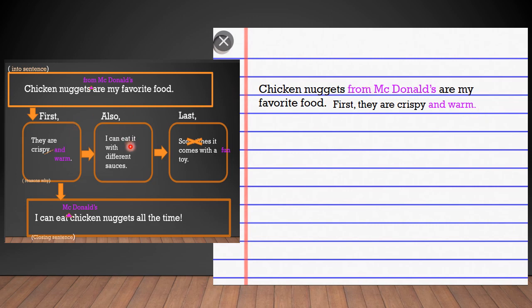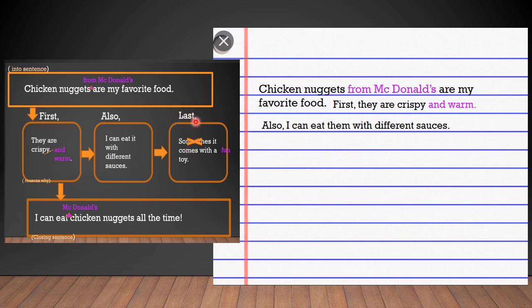Now I go on to my next sentence. Also, I can eat it with different sauces. Again, also has to start with a capital A because also is a transition word. It gets a comma right after. I is capital because if we talk about ourselves, it is considered a proper noun and it will always be capitalized. I can eat them with different sauces, period.